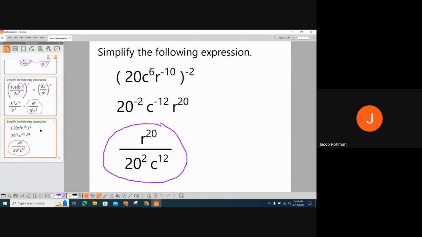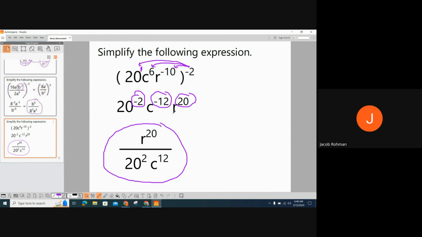And then our last example on your notes. Here, again, we're given an expression of all of this stuff inside parentheses to the negative 2 power. So we can actually distribute that negative 2. And we're going to start with the 20. Here, it's understood that there's a 1 exponent on this 20. So the negative 2 times the 1, that's where you get this negative 2 power. The negative 2 times the 6, that's where you get this c to the negative 12th power. And then the negative 2 times the negative 10 is where you get this r to the positive 20th power.